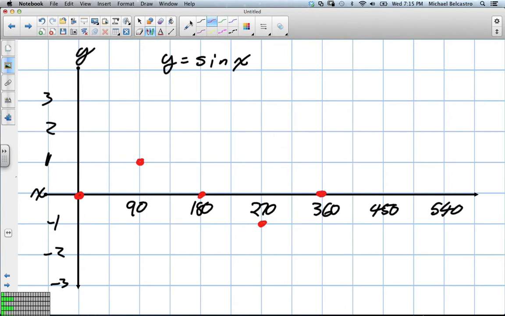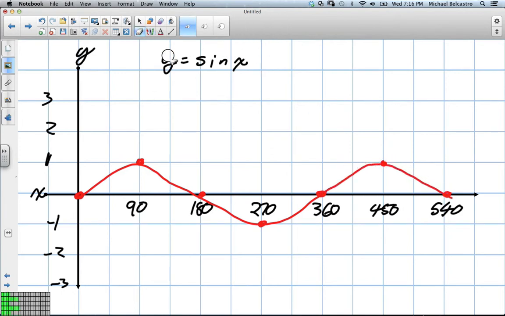And what ends up happening is it creates this type of pattern as we go through this. We have a wave-like pattern. So we can deduce that 450 is going to be up at 1 again. 540 will be where? At 0 again, right? And we just continue this pattern. So actually, let's write this in red so that we know. That's our sine x wave, the original wave for that.